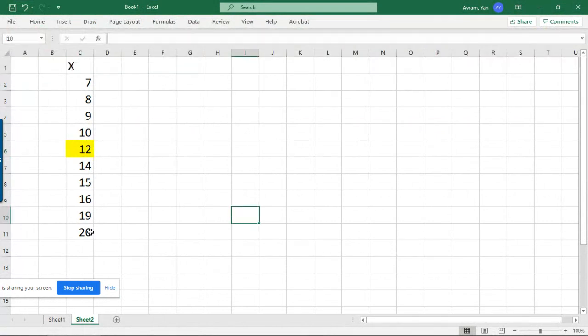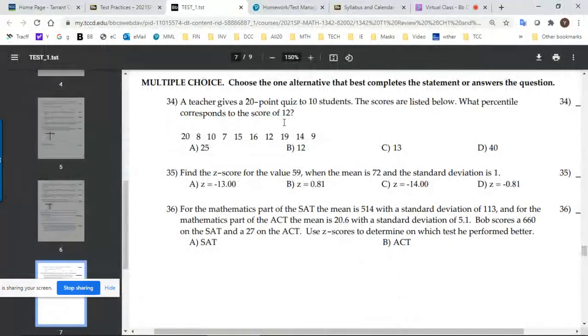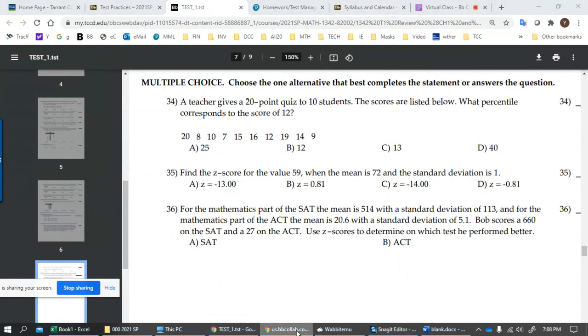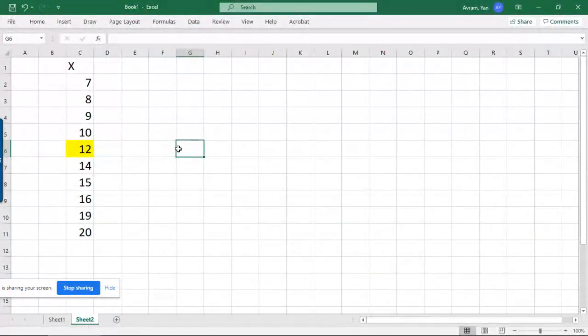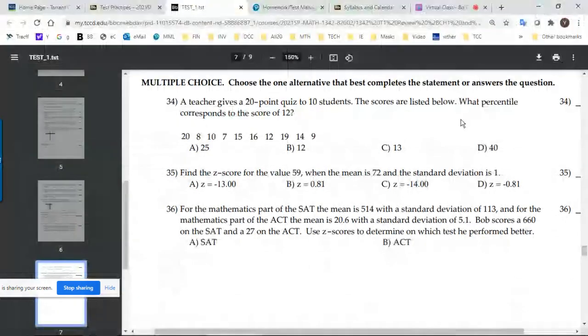So we want to see how many data do we have in total? We have 10 data. And how many are below 12? 1, 2, 3, 4, so 4 below 12. We have 10 students, so you use 4 divided by 10, which is 0.4, so that's 40%. That is how you do this type of question.